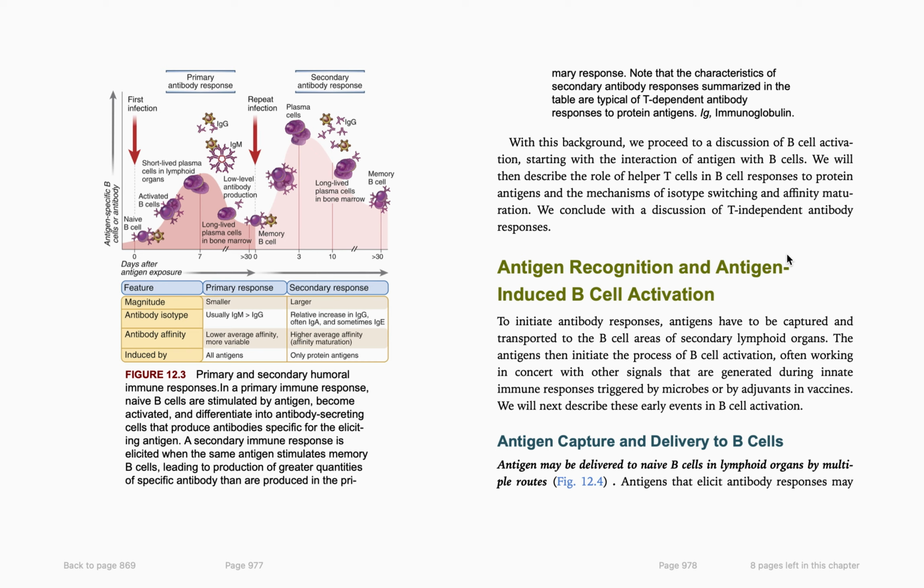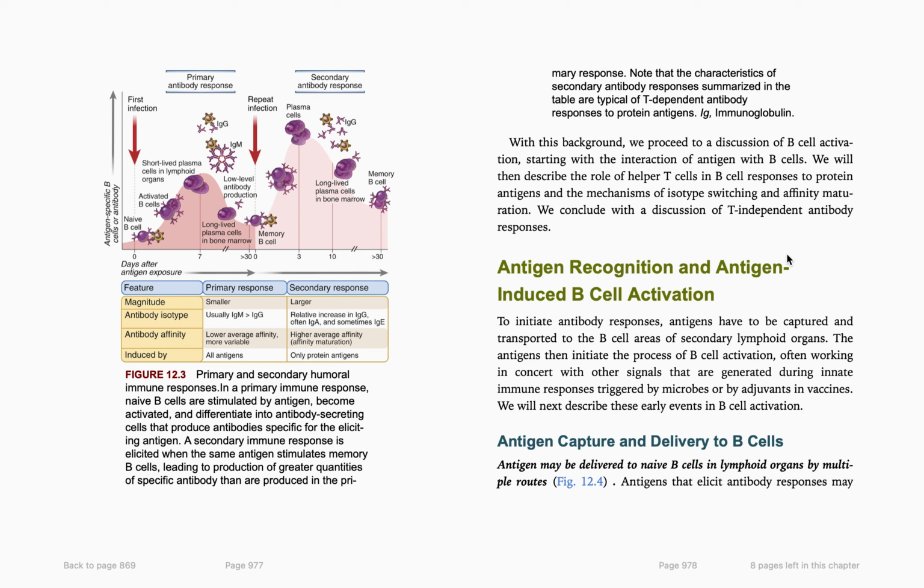To initiate an antibody response, antigen has to be captured and transported to the B cell areas of the secondary lymphoid organs. These antigens then initiate the process of B cell activation, often working in concert with other signals that are generated during innate immune responses, triggered by microbes or by adjuvants in vaccines. We will next describe these early events in B cell activation. Antigen capture and delivery to B cells.